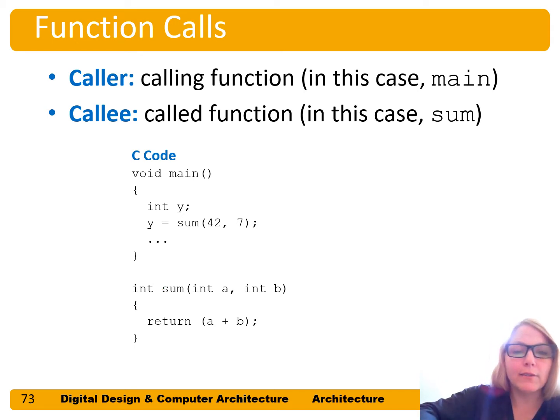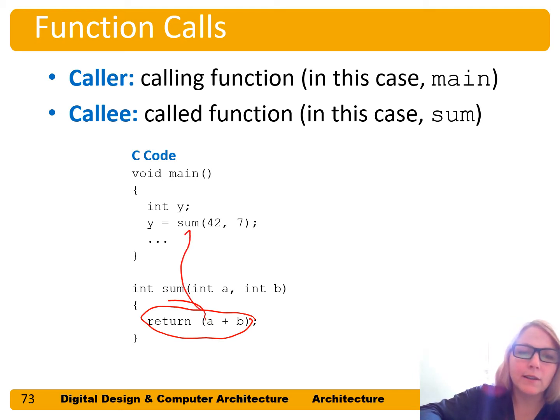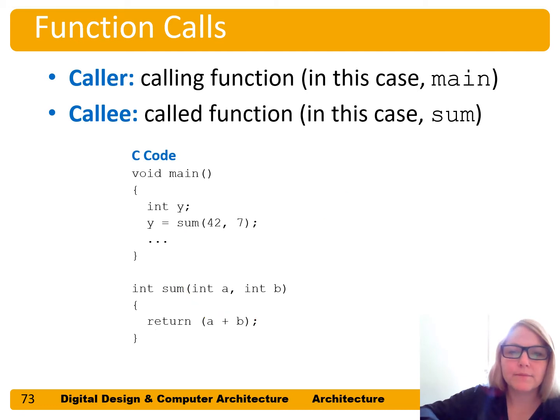And then we also have input arguments, in this case A and B, and here's where we return the value. So it adds them together and says, hey, this is the value I want to return. So when it returns here, y is going to be equal to whatever a plus b is, in this case 49. So after this completes, y is going to be equal to the sum of a plus b, which is 49.